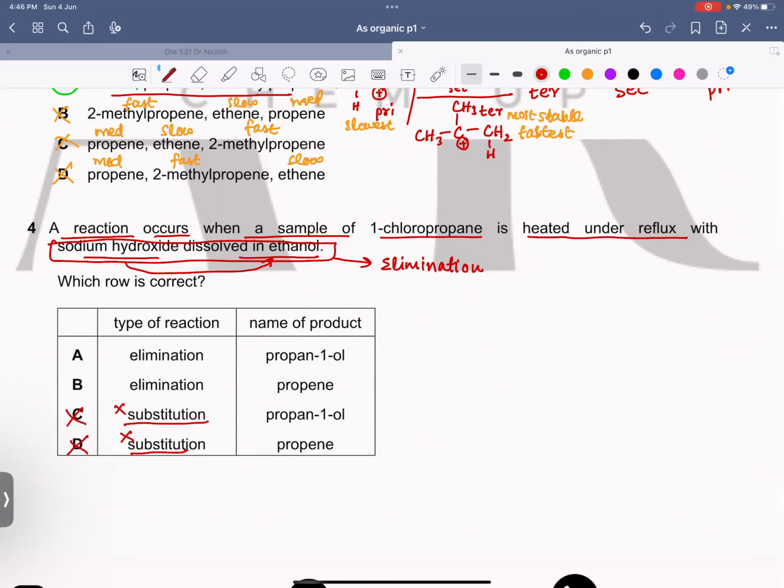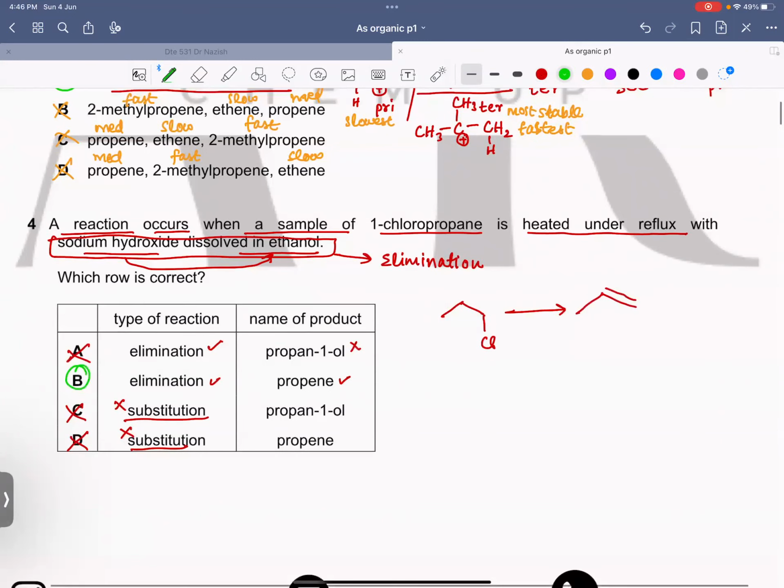And we have 1-chloropropane. So there are 3 carbons, propane. On the first carbon, we have a chlorine. So when this reaction occurs, elimination would take place. The chlorine from the first carbon and the hydrogen from the neighboring carbon would be removed, forming propene. So see, here elimination and propene, and in A elimination is right, but the product they are saying, propan-1-ol, is wrong. So A goes wrong and B is our correct answer. Is this clear to everyone?